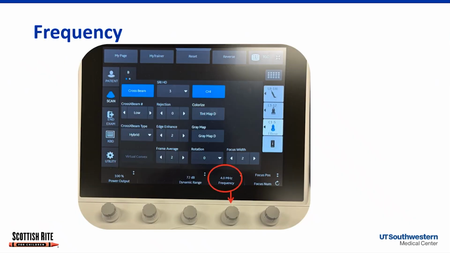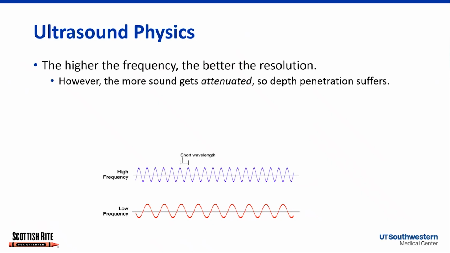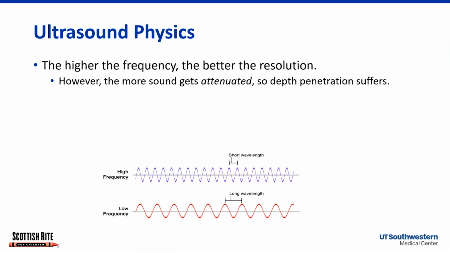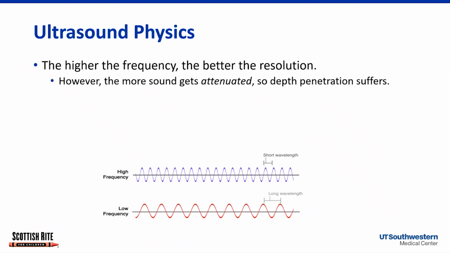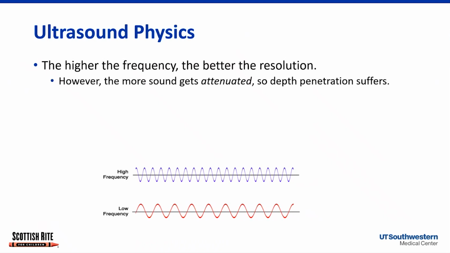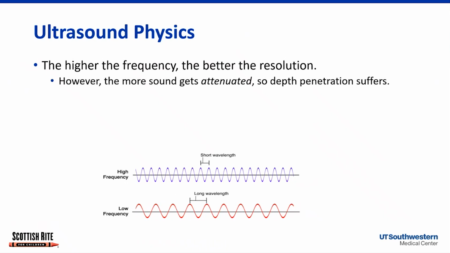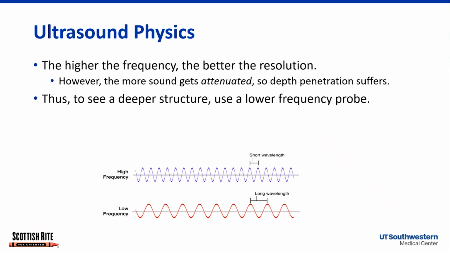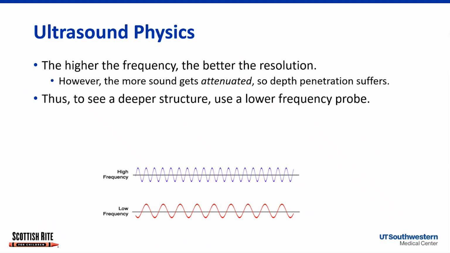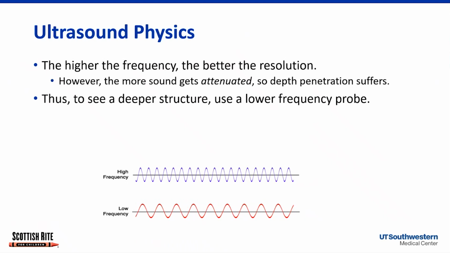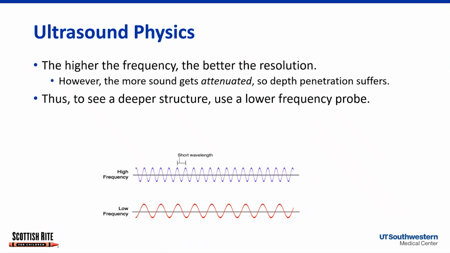Another one is frequency. Not to get too much into the physics of it, but the higher the frequency, the better the resolution. So you want to try to use the highest frequency that you can. But the higher the frequency, the more those sound waves get attenuated, so you're not going to get as much depth. That depth is really going to suffer there. So to see really deep structures, you're going to want to use a lower frequency probe. Most of the time in pediatrics, though, we can get away with high frequency settings and high frequency probes, okay?